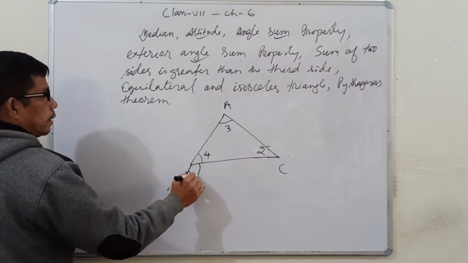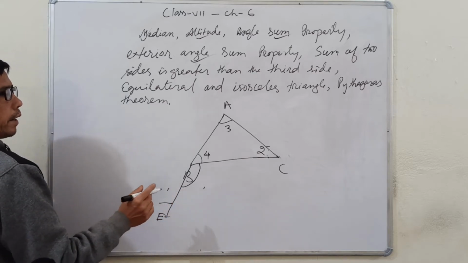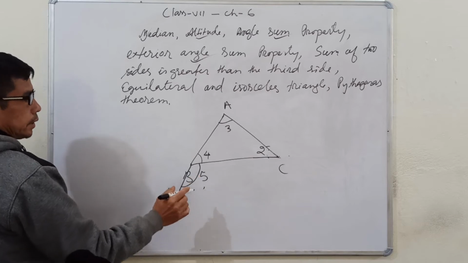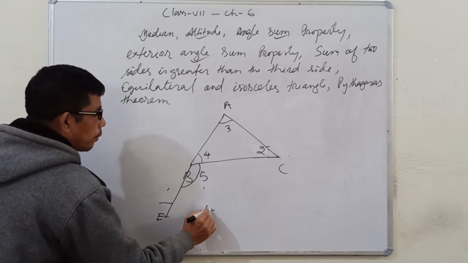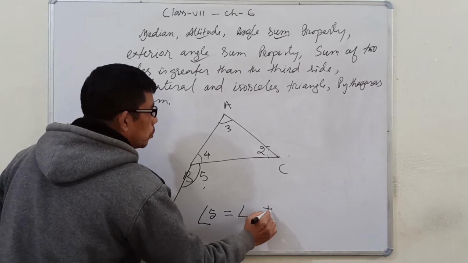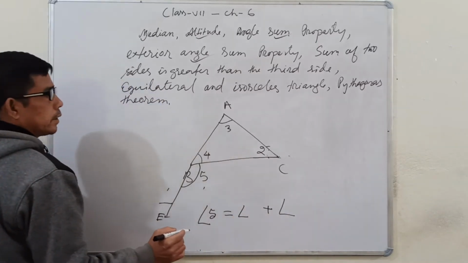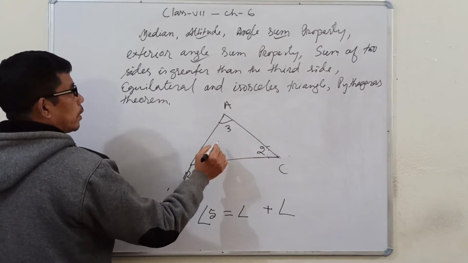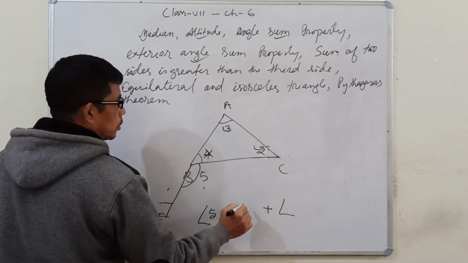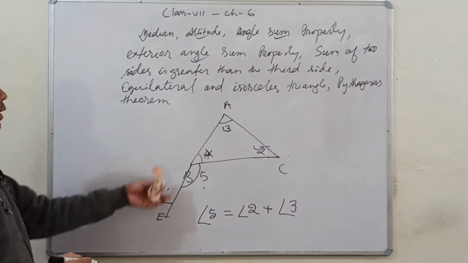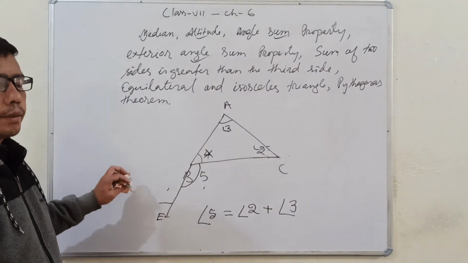Then this angle is known as the exterior angle of angle 4. Let it be 5. In this case, angle 5 will be equal to the sum of the two interior opposite angles. In this case, the interior opposite angles will exclude this one. That means 3 and 2. So angle 2 plus angle 3. Like this, other sides can also be extended.